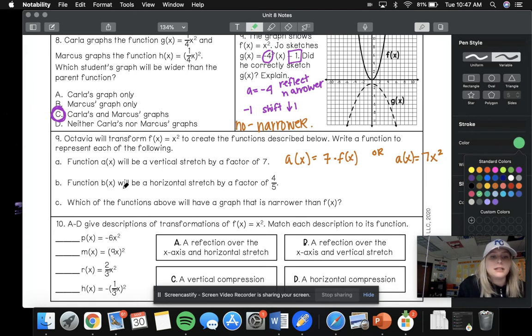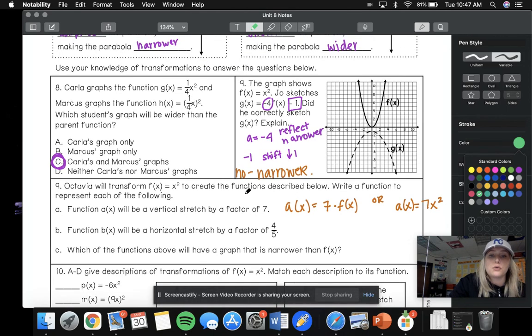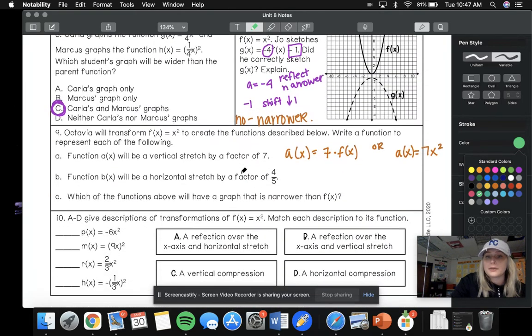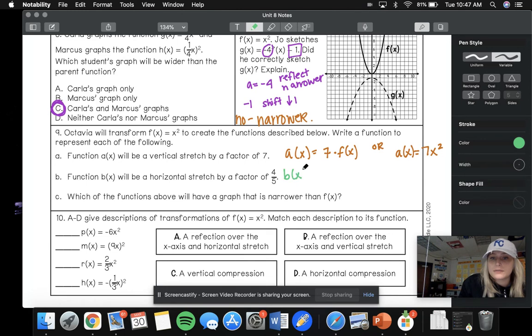This one, b of x, is a horizontal stretch of a scale factor of 4/5. So horizontal stretch, which means we have a b value, which means I'm going to have something in my input. So b of x should be f of 4/5 x, or since we know f of x is x squared, we could also write it as b of x equaling parentheses 4/5 x, and now we can square it. Both of these are accurate, and I would make sure you understand both of them.